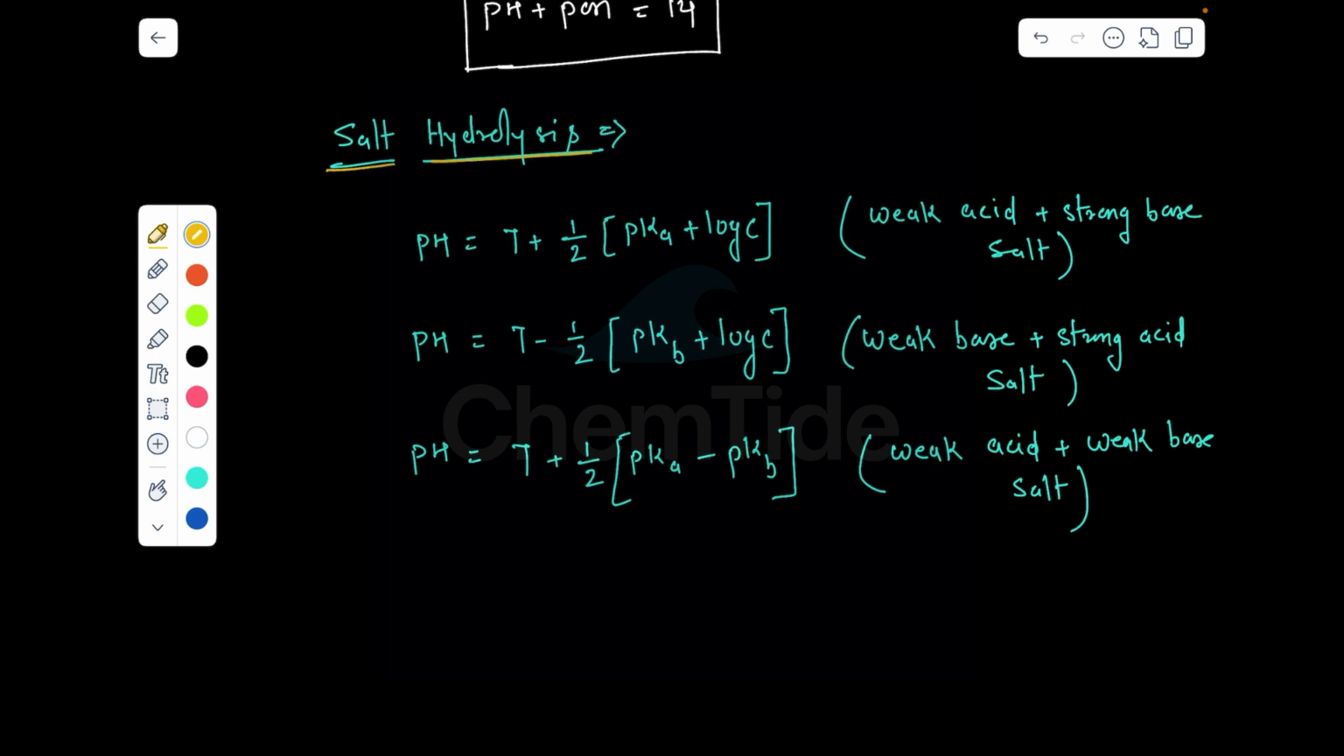Salt hydrolysis formula: pH is equal to 7 plus half of pKa plus log C when we are using a weak acid and strong base salt. pH equal to 7 minus half of pKb plus log C if you are using a weak base and strong acid salt. pH equal to 7 plus half of pKa minus pKb if we are using a weak acid and weak base salt. Important: the pH would be equal to 7 whenever we have a strong acid and strong base salt.